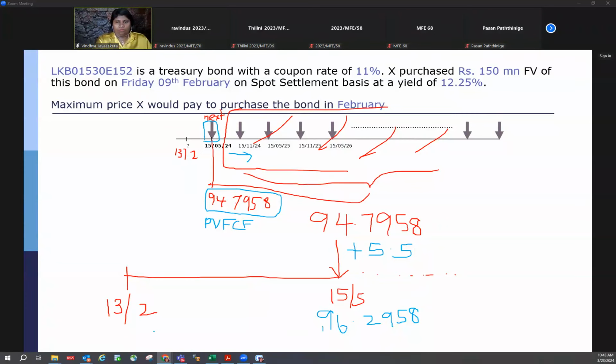Ma'am, I had to take it. 94.7958 plus 5.5 is 96 is incorrect, no? Oh, sorry. Yes. 100, no? Sorry, 100.295. Is that correct? Is it okay now?